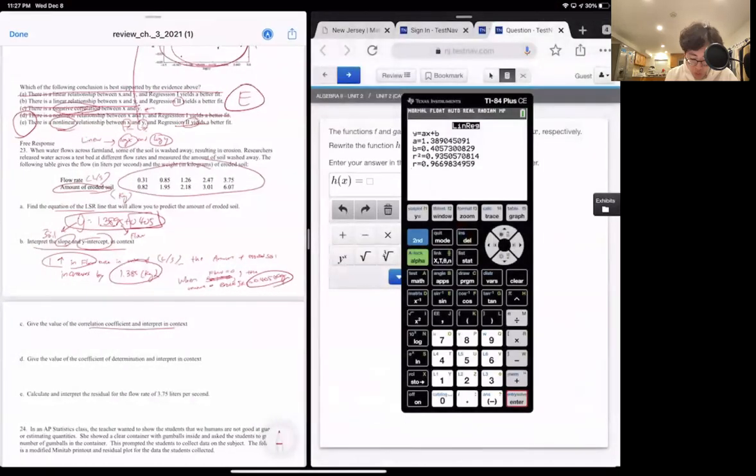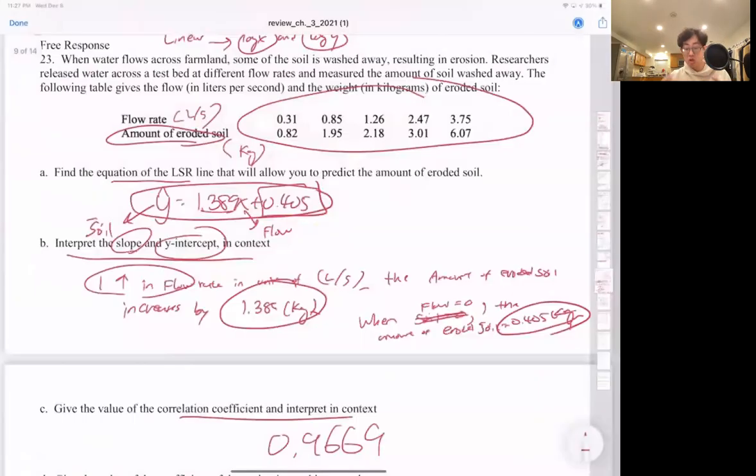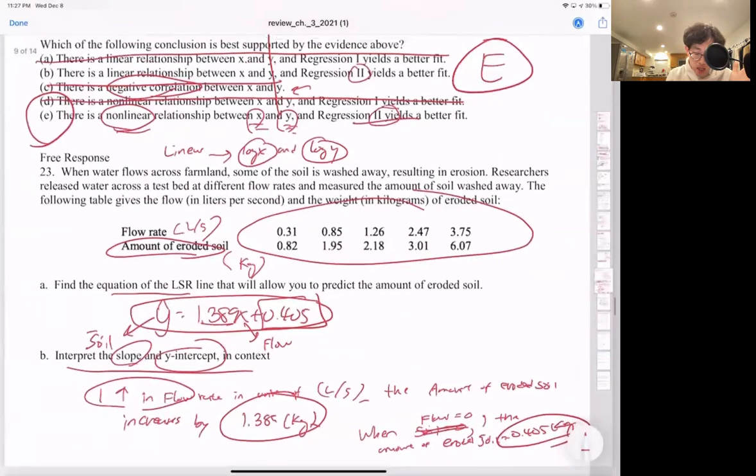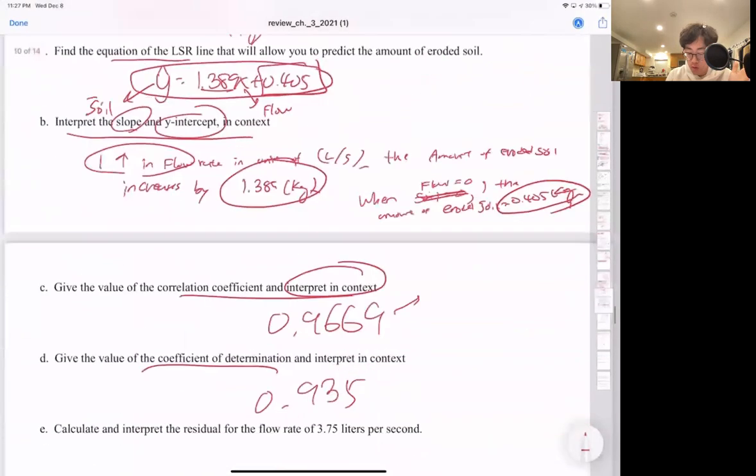My R value is 0.9669 and the coefficient of determination, R squared, is 0.935. You all should know how to interpret this in context. This demonstrates that the level of association between these two, flow rate versus amount of eroded soil, is positive and strong, okay? And it shows that there's going to be a linear trend, okay?